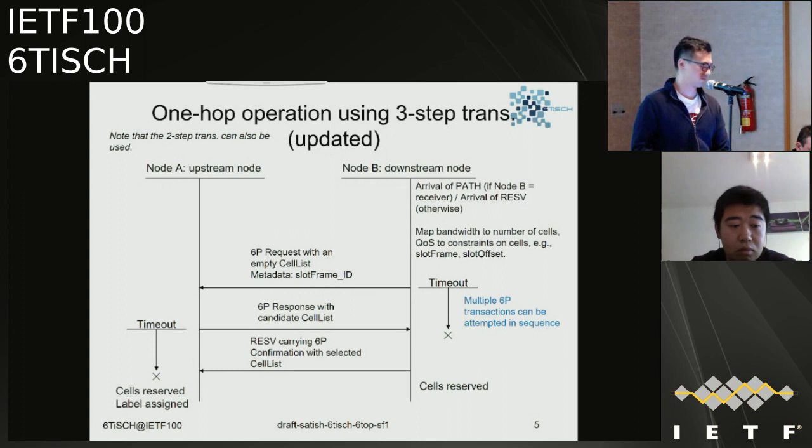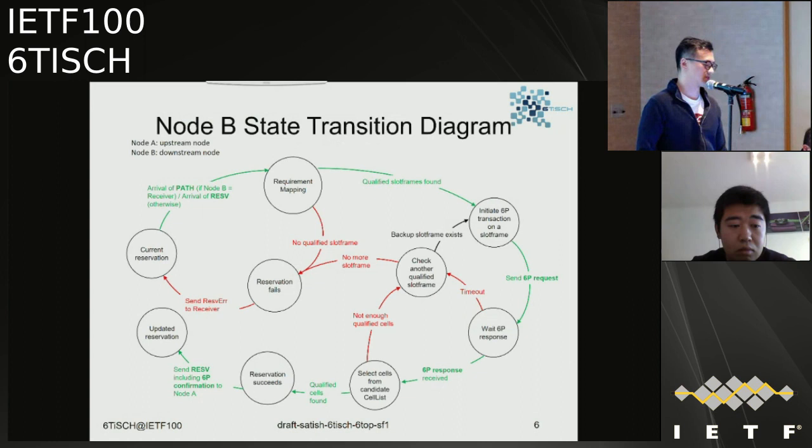And then node B should initiate the 6P transaction with node A to verify if there are some qualified cells. If the answer is positive, node B should transmit the reserve message to node A. Once the reservation message arrives at node A, the cells between these two nodes are reserved and the label is also assigned. And more details can be found in this state transition diagram.